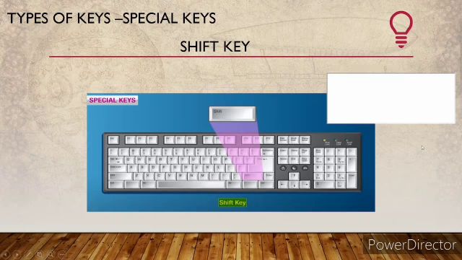Okay, so what is the next key? We have shift key. It is a special key. Shift key, here we have the shift key. So this is used to type the letters in capital form. Here if you want to type only one letter in capital, then we can use the shift key.